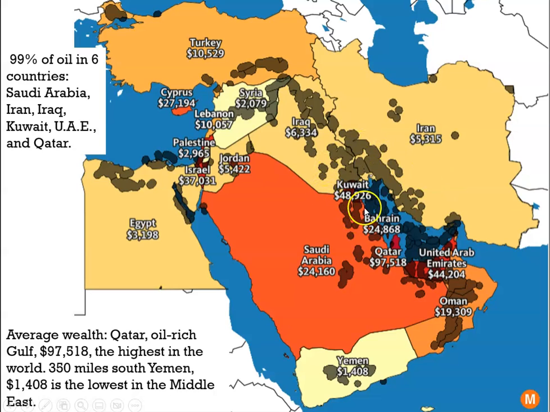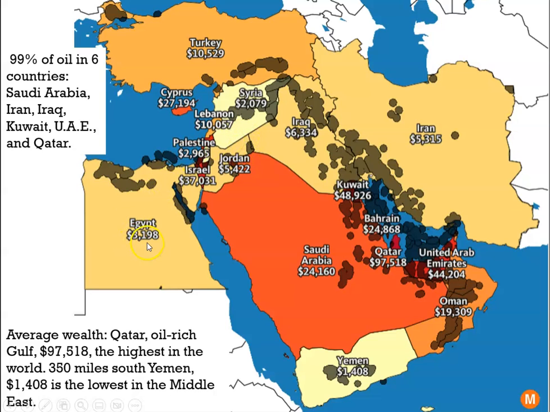So take a look at Kuwait. The average wealth for each person in Kuwait is almost $50,000. Of course, this is a few years ago. But in Qatar, it's almost $100,000. The UAE, United Arab Emirates, about $45,000. Oman, about $20,000. And you can see in Israel, $37,000. Saudi Arabia, $24,000. But then you take a look at some of the other areas, they're rather low.